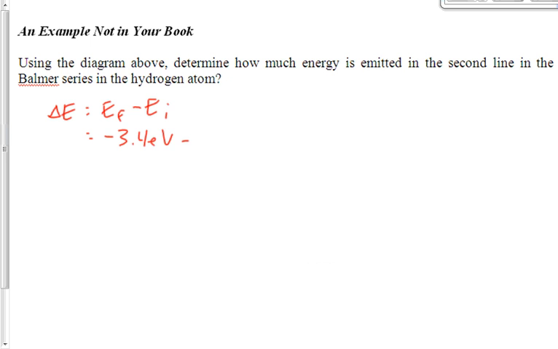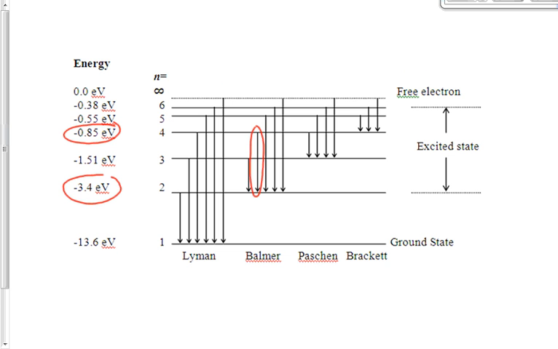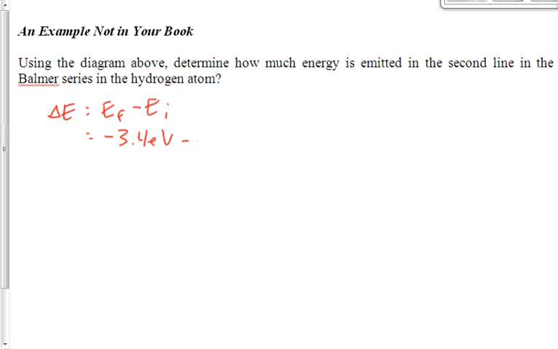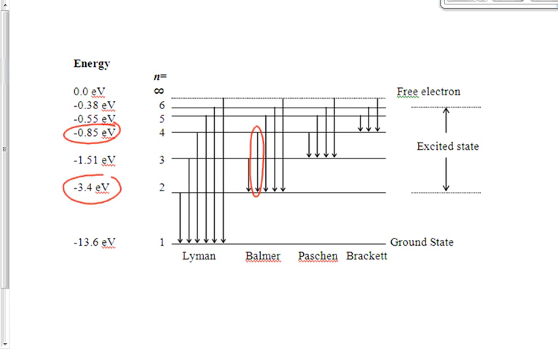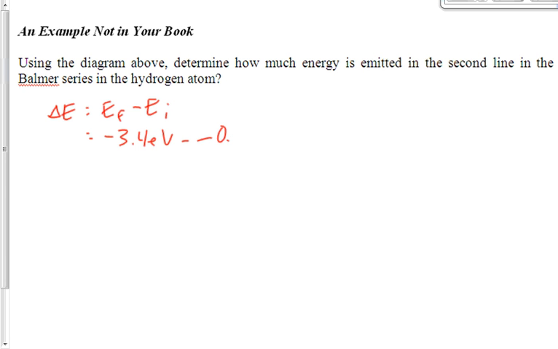My initial energy is negative 0.85 electron volts. So it's negative 3.4 minus negative, what did I say that was? 0.85. I do the math there, it works out to be negative 2.55 electron volts.